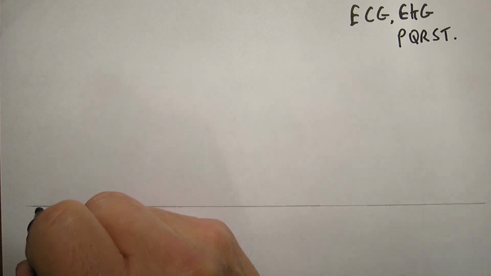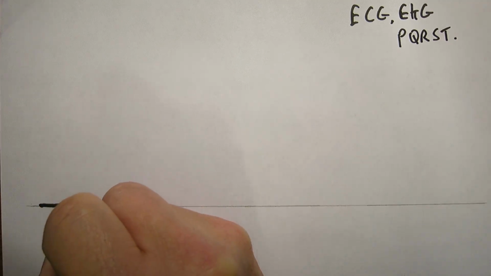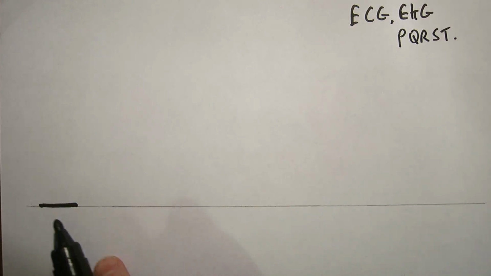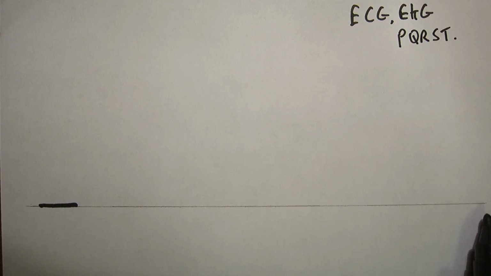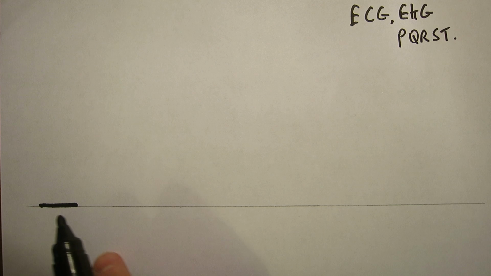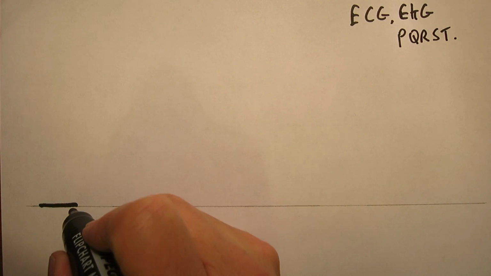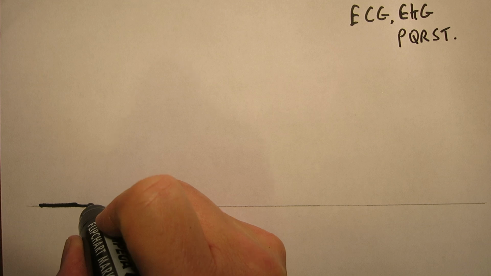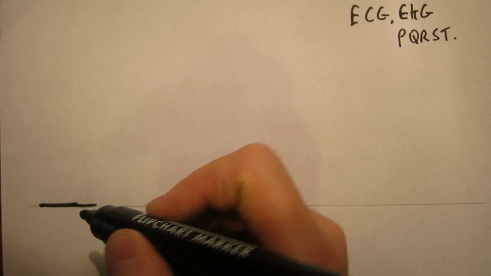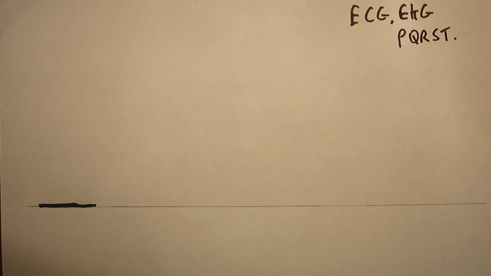So here we have the isoelectric line. Now what I've drawn here is an isoelectric line. Iso means the same. So the electrical activity along this line is the same. That's the isoelectric line. And here we have the ECG tracing the isoelectric line.